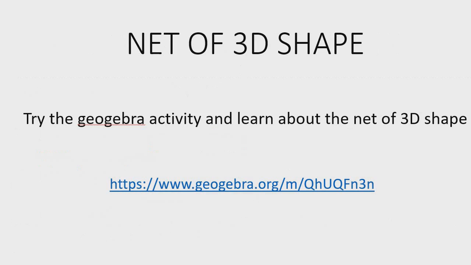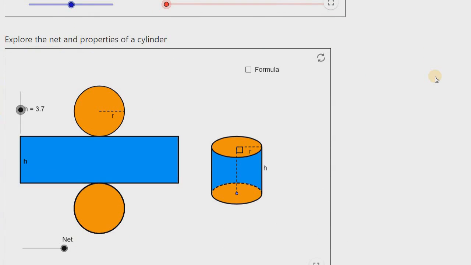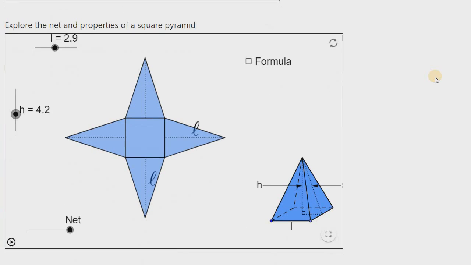Okay, so then we go to the activities. In this activity we are helping you to see more clearly about the net of 3D shape. When you use the address I gave, the address will bring you to a page something like this. In this page you can see the net for a cube, the net for a cylinder, the net for a cone, and the net of a pyramid.